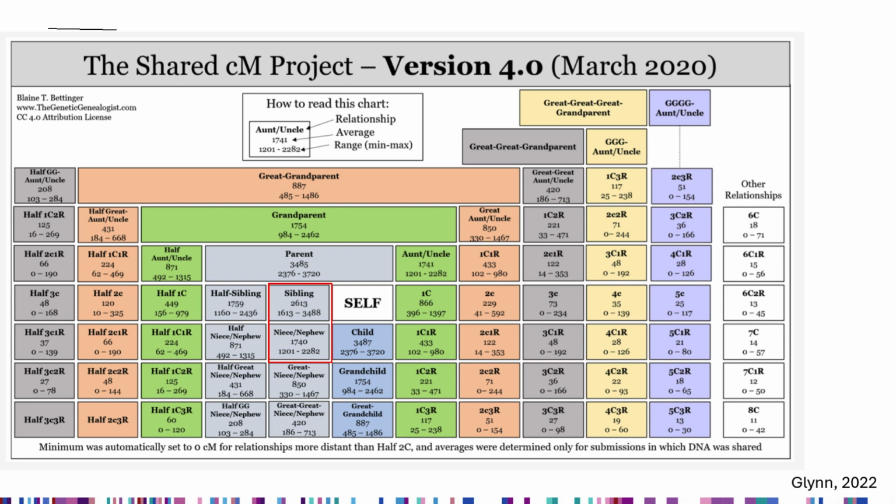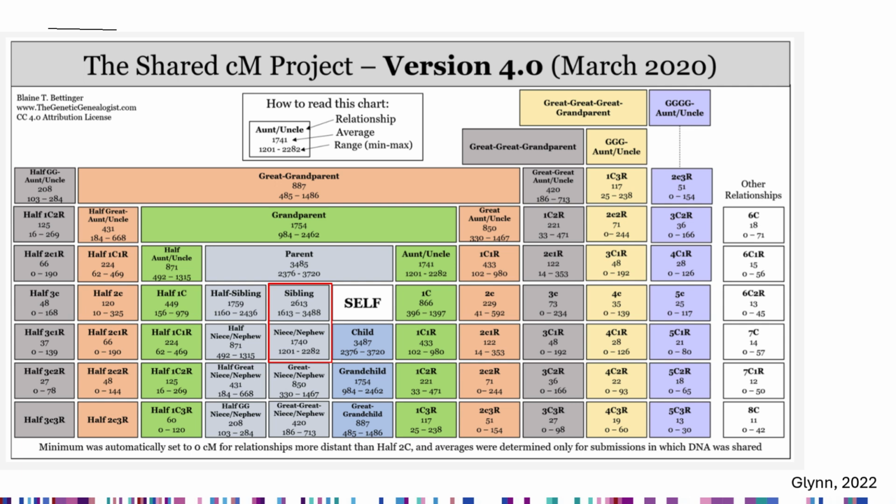To better understand how FIG works, we need to understand how relationships are inferred from DNA. When two individuals share DNA, we measure that in units called centimorgans, or cM. The more centimorgans two people share, the more closely related they are. This chart, which I got from a website called TheGenealogist.com, shows the typical amount of shared DNA across different types of relationships.